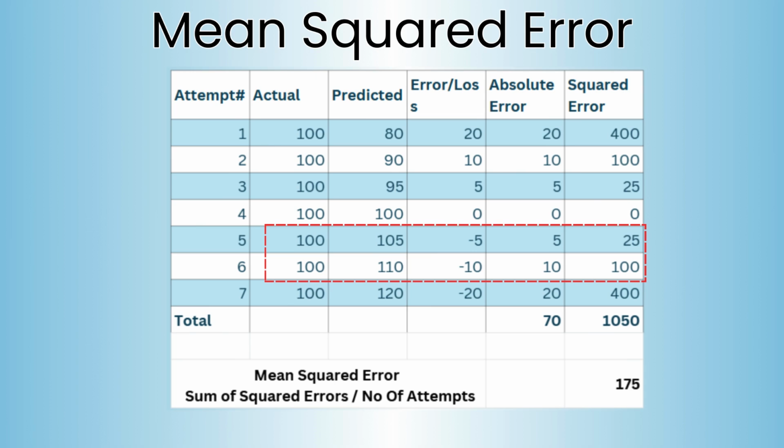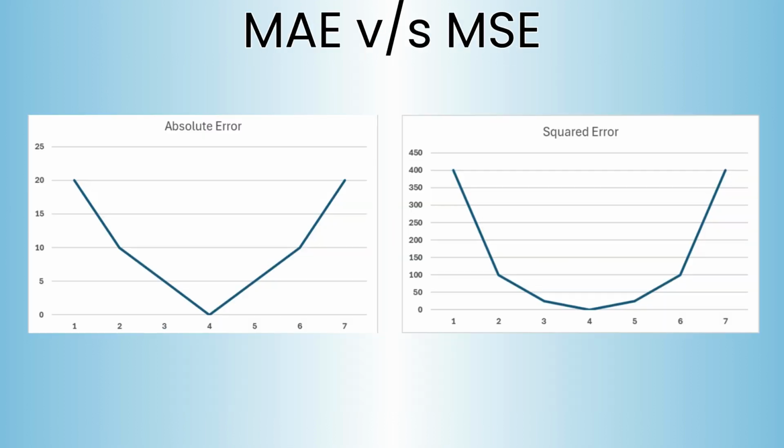It forces the model to obsess over fixing its biggest blunders. This is also the most common loss function in machine learning because it creates a smooth, bowl-shaped error landscape, which is perfect for optimization algorithms like gradient descent to navigate.